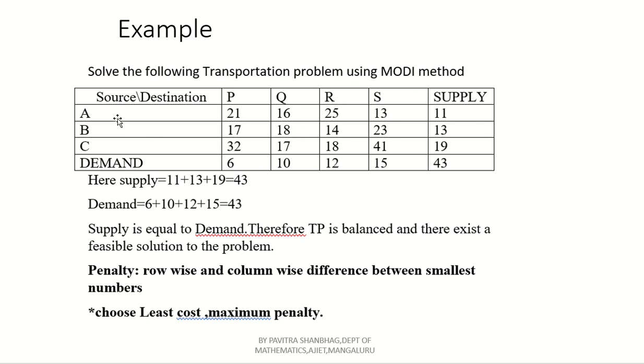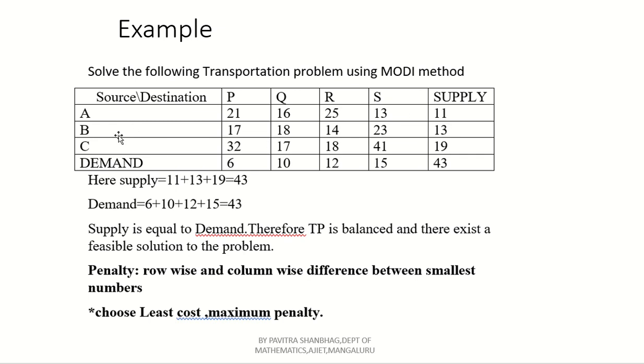From the source A to the destination P, the cost they mentioned is 21. From the source A to the destination Q, 16. From the source A to the destination R, 25. From the source A to the destination S, 13. And the supply from the source A is 11.